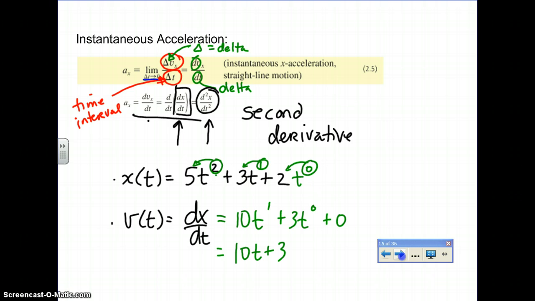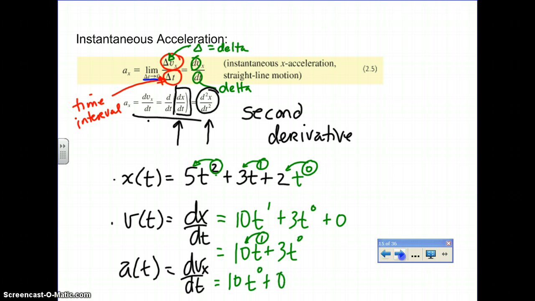What if we wanted to go on and indicate the acceleration time function? Well, this would just be the derivative of the velocity time function. So again, this is 10t to the first, so this is going to be 1 times 10 is 10, t to the 0. And this was 3t to the 0, so this is going to be plus 0. Or in other words, our acceleration is just going to be 10t.